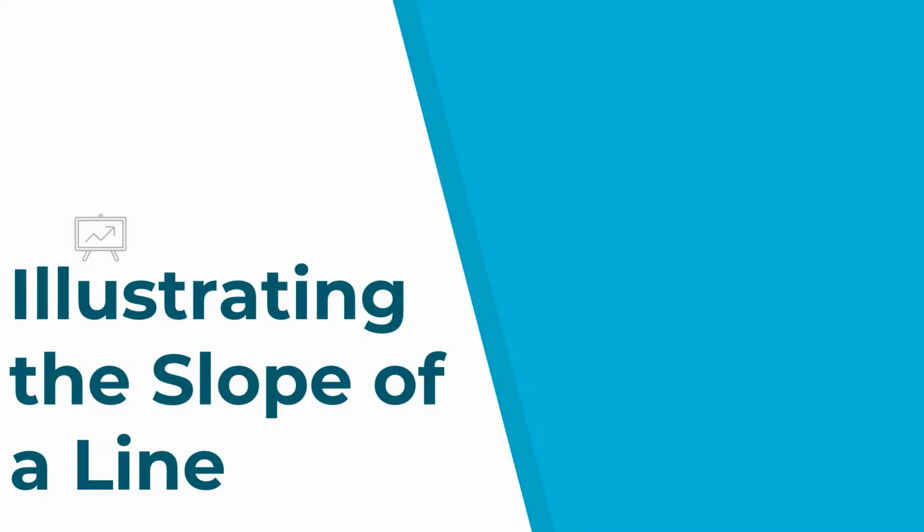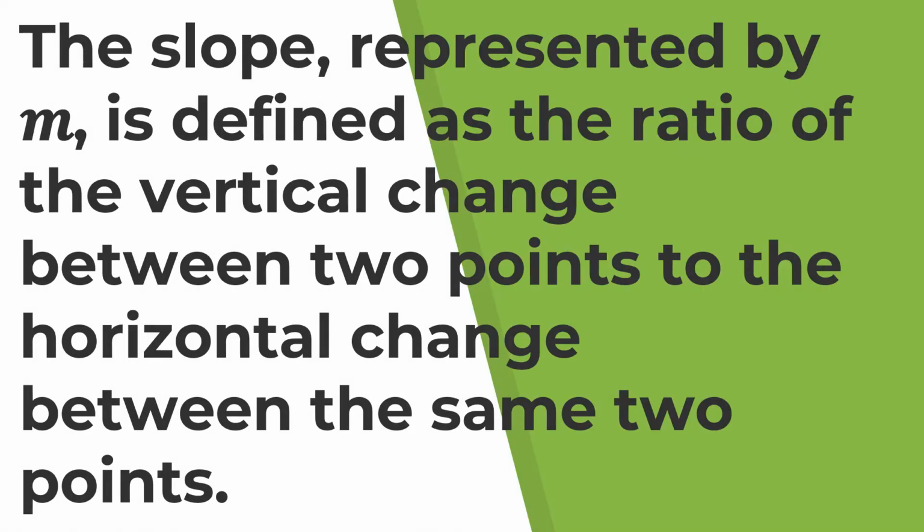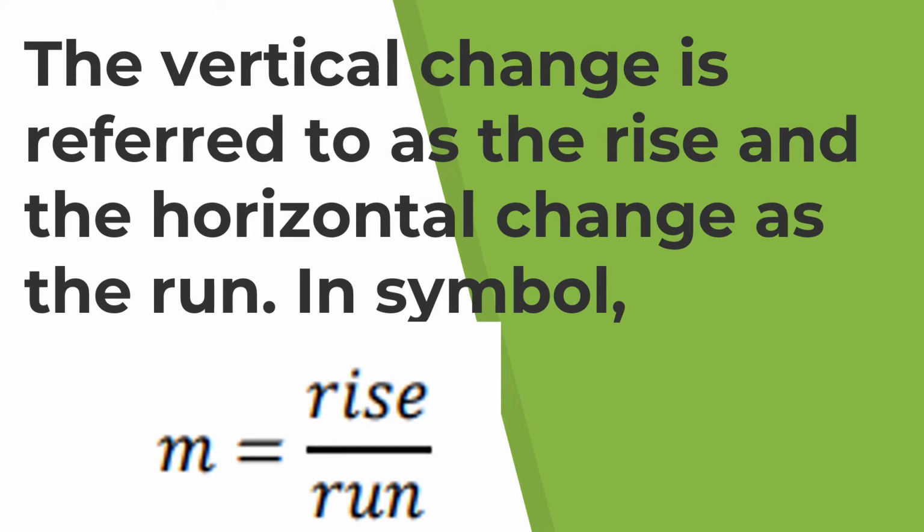So, this morning we are going to talk about slope. Let's first illustrate what is a slope of a line. The slope, represented by the variable m, is defined as the ratio of the vertical change between 2 points to the horizontal change between the same 2 points. The vertical change is referred to as the rise and the horizontal change as the run. In symbol, it's m equals rise over run.